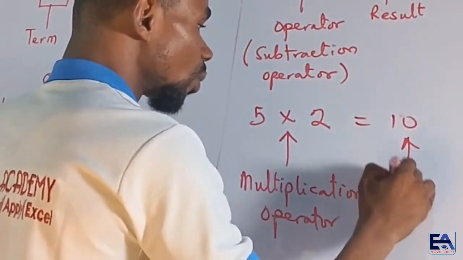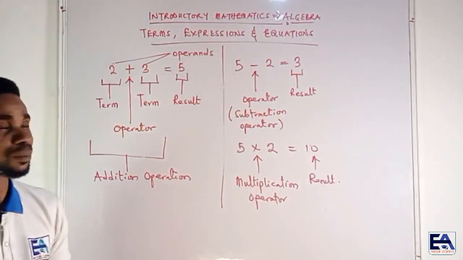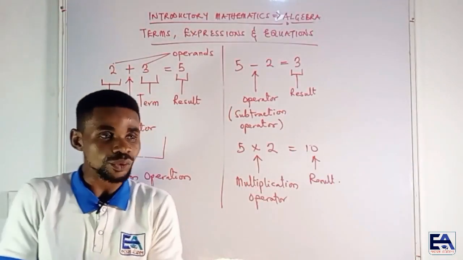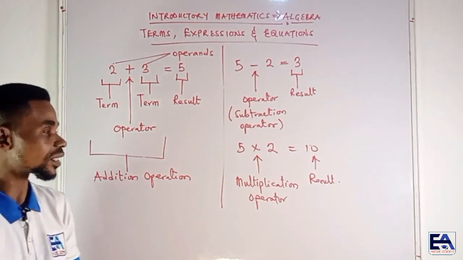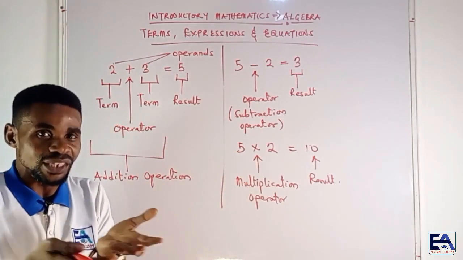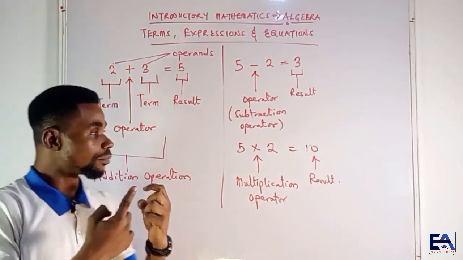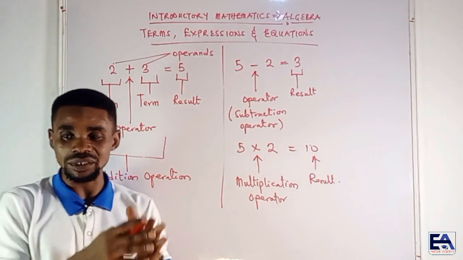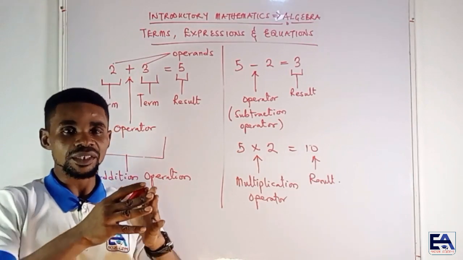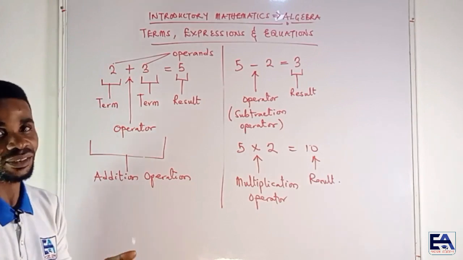This is our result. Remember, we are dealing with basic algebra, so we are not yet going into advanced stuff. We just want to start from scratch, then you begin to relate with other things. The idea is just to make you understand the background, the origin or the basis of everything, why we do what we do in mathematics, okay?